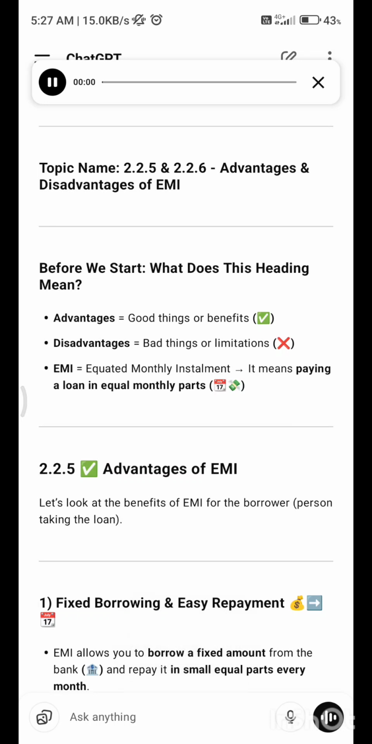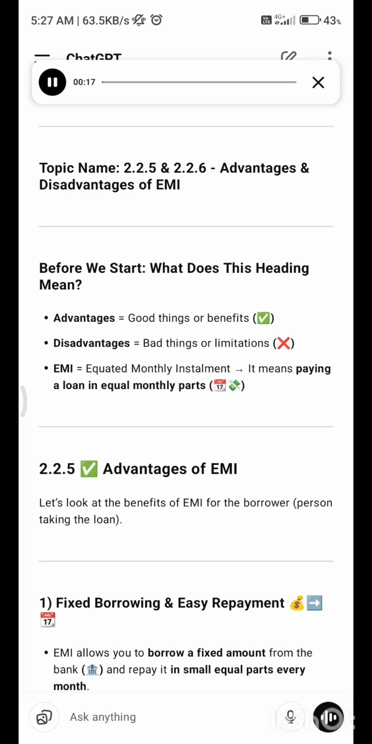Thanks for your detailed instruction. Let's now understand the topic in a very basic, simple, and practical way with full emojis, real-life connect, and short examples. Topic name: 2.2.5 and 2.2.6, Advantages and Disadvantages of EMI.